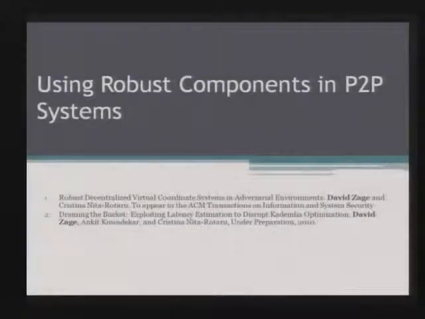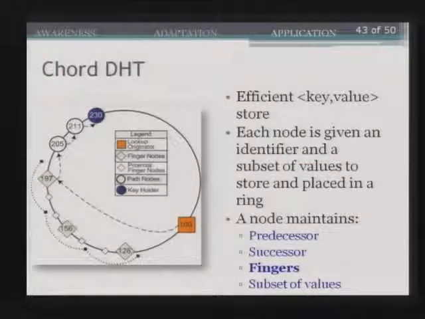So finally, we'll actually look at using some of these components in peer-to-peer systems. So we look at using a robust virtual coordinate system, so robust network awareness in the core DHT. The core DHT is basically an efficient key value store. So each value that is placed into the core system is given a key, and you can search for the items based on this key, and then the item will be returned.